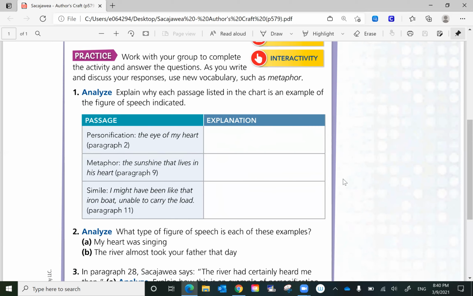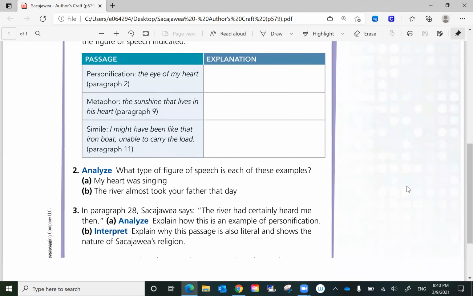We typically do not mind how the work is turned in as long as we are able to tell what answer goes with what question and that we are able to read it. All right. So for this first one, you're basically doing this chart, and all you are doing on this chart is explaining how the text provided is the figure of speech that is indicated. All right. So that's number one.